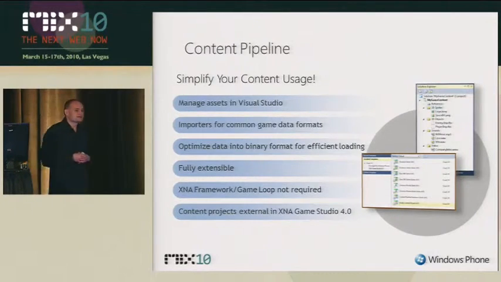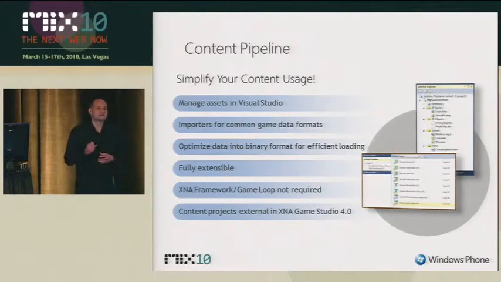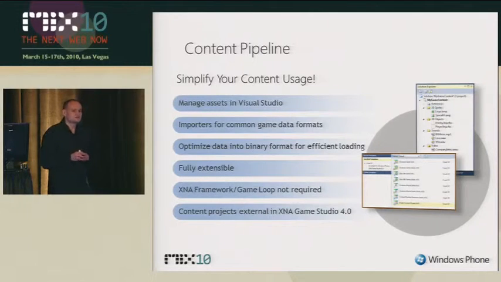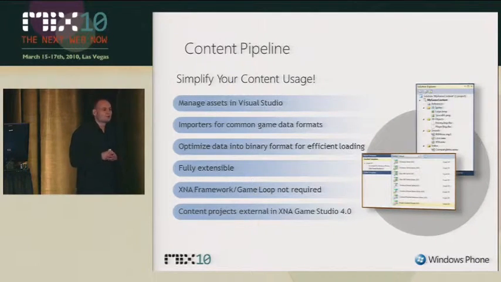When we set out to build XNA Game Studio, we didn't just want to simplify code development, we wanted to simplify content usage as well. So we have this concept called the XNA Framework Content Pipeline, which allows you to manage your assets inside Visual Studio. We have this concept of importers, which read common data formats. The 3D file format that we use the most is called .fbx. This is an interchange format from Autodesk that is supported in most major 3D applications today. It's designed to be fully extensible.